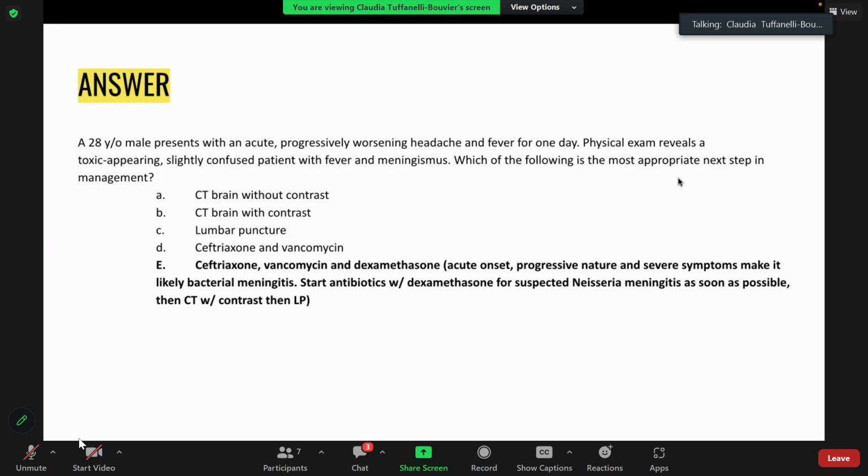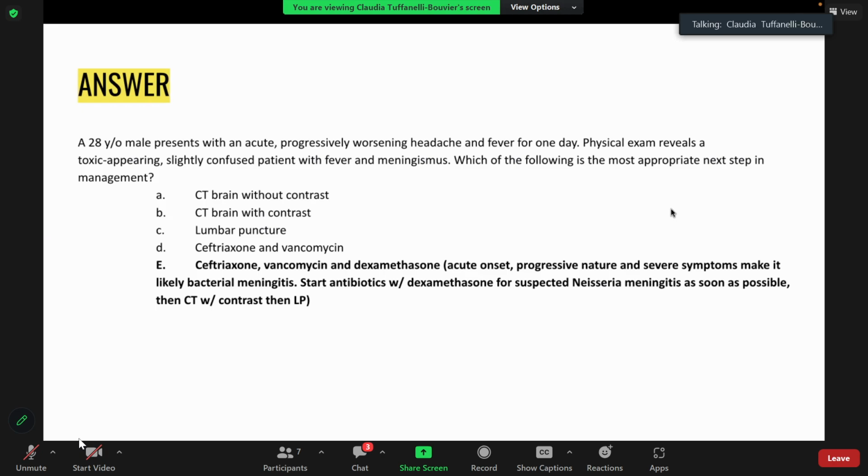Or you could do the CAT scan also, but for both of those, if there's going to be any delay, you want to start antibiotics. So E is always going to come first because you want to start the antibiotics without any delay in somebody that looks ill like this. They have this altered mental status already. They've had a fever and meningismus. And as you can see, it came on fast. He just got a fever within 1 day.